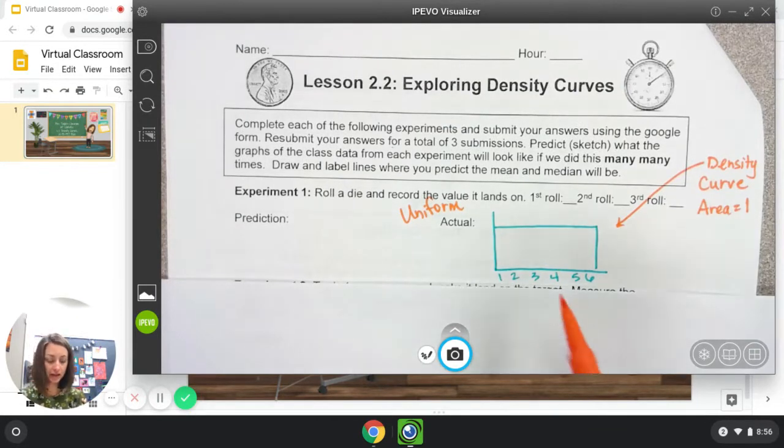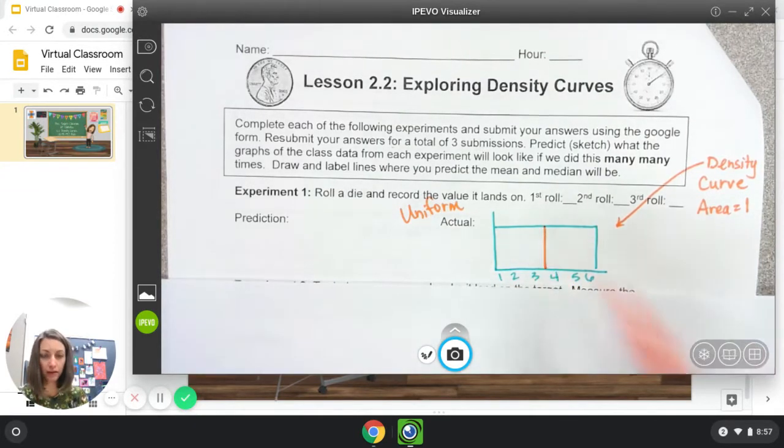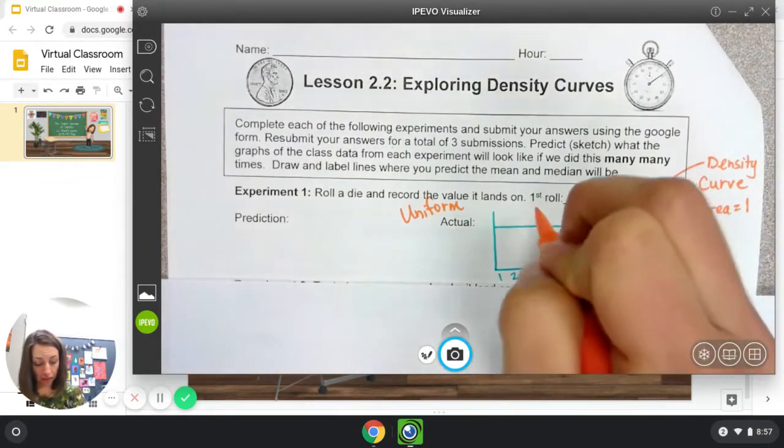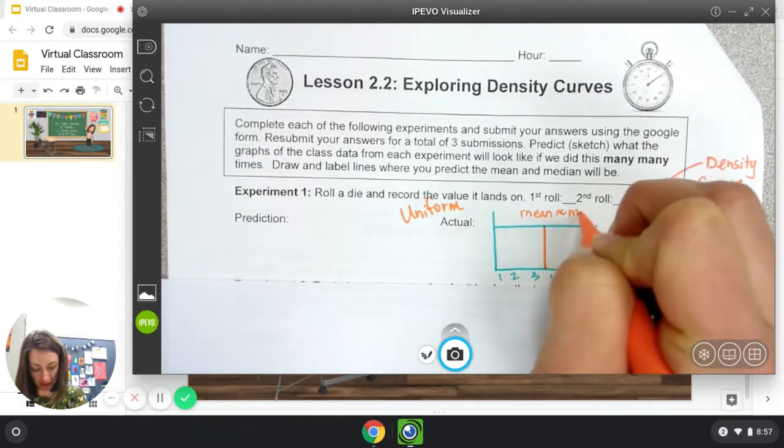Okay, so if I looked at this density curve, this uniform distribution, I know that my median would be right here in the middle, and my mean would be right there close to the middle too. So my mean will be approximately the same as my median.